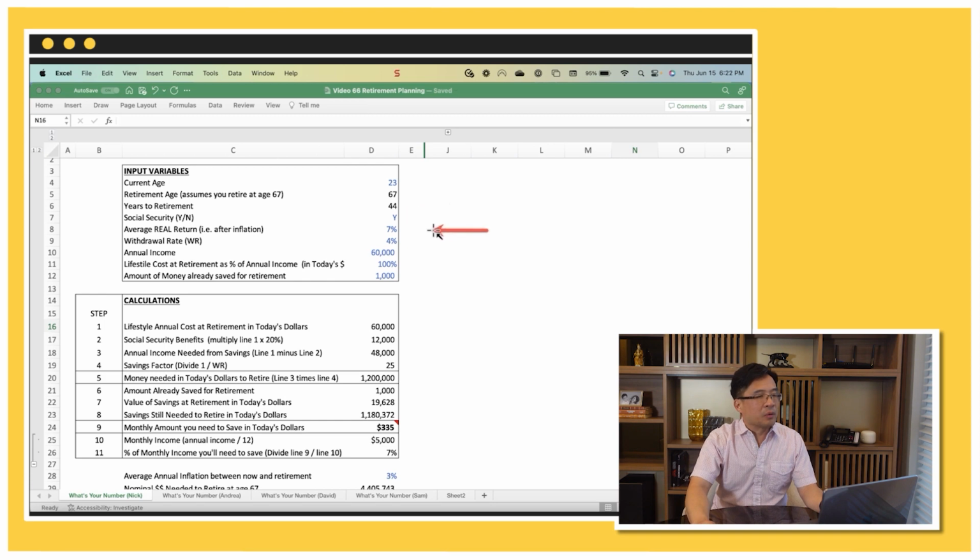Our average real return rate that we're using for the model is 7%, which is the long-term average of the US stock market. This means that when he retires, he will be living off 4% of the value of his investment portfolio. His annual income is $60,000, and he estimates that his lifestyle cost at retirement will be 100% of those $60,000, adjusted for inflation, obviously. The amount that he has saved so far for his retirement is $1,000. Now let's do the calculations. Step number 1.